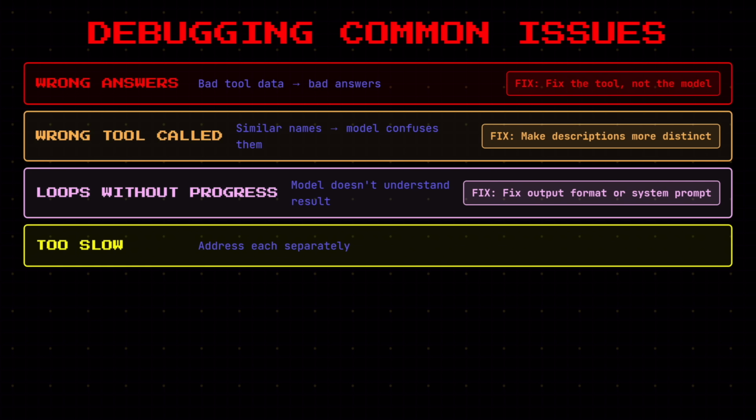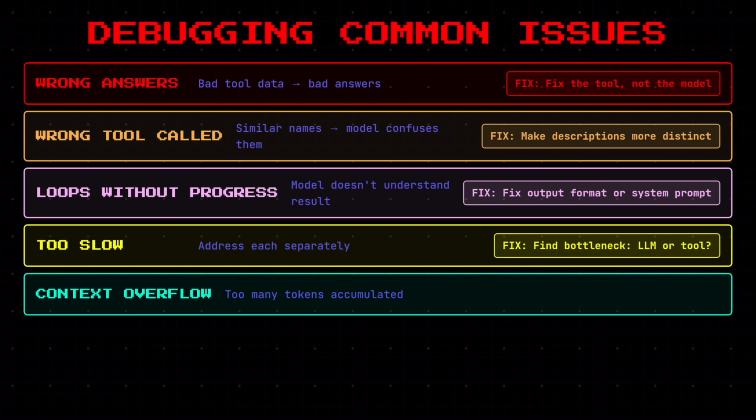Responses are too slow. Find the bottleneck first. Is it the LLM call or the tool execution? Large context windows slow down LLM calls significantly. A conversation with 20 tool results in the context is going to be slower than one with 2. Slow external APIs slow down tool execution. Address each separately.